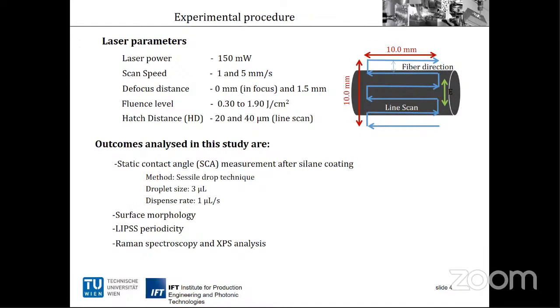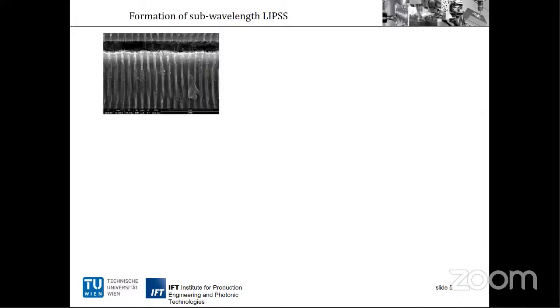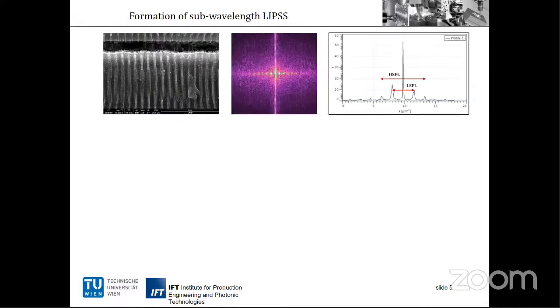XPS analysis we are going to include in the proceedings; here we haven't included it. We will analyze the static contact angle, the surface morphology, and the periodicity of the laser-induced periodic surface structures. We also use Raman spectroscopy to see what the structure looks like and when graphitization happens on the surface. This kind of structure is generated on a single carbon fiber, and then we perform the FFT. This is the technique we use to find the two kinds of LIPSS formed: the high spatial frequency LIPSS and the low spatial frequency LIPSS.